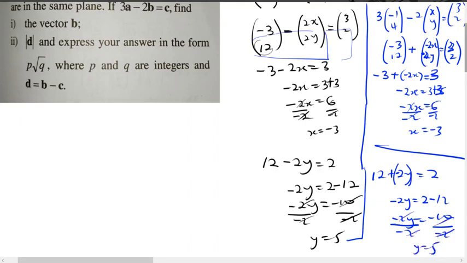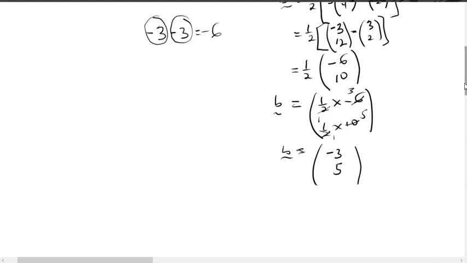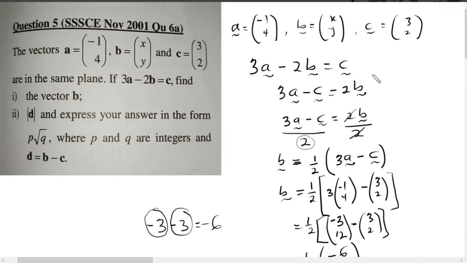So you could have also solved it this way by putting in the vectors and simplifying from there. That is also cool. So let's look at part II. It says I have to find the magnitude of vector D and express your answer in the form of this. So that means that after getting it, I have to simplify to get a surd. So let's see how we do that.